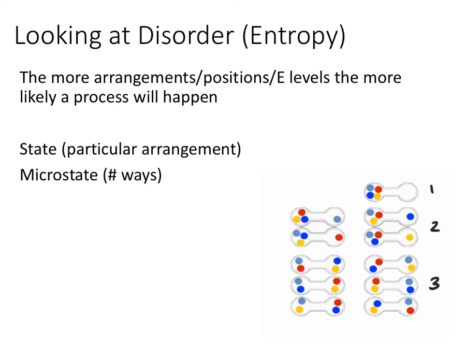Now, we know that the more arrangements we have, the more likely the process is going to happen, right? So more disorder, more likely something's going to happen. So in this case, state number 3 is most likely the one that would be reached by the balls in this container when compared to state 2 and 1. So this is just an explanation or analysis of disorder from one perspective. Now we're going to go ahead and look at it a little differently.